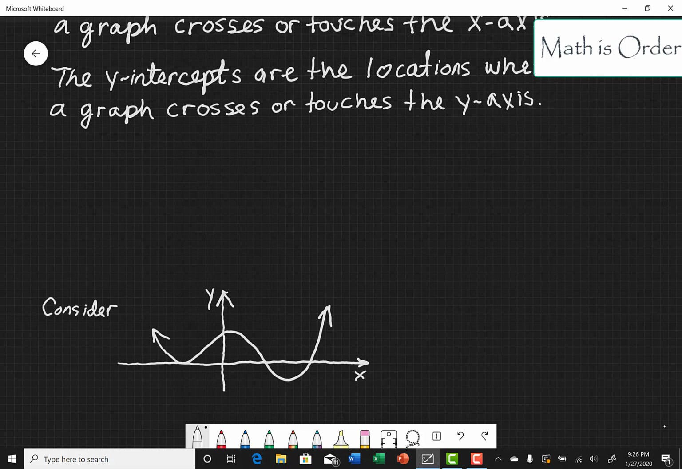Consider this graph here. What are the x-intercepts in this graph? That is, where does the graph cross or touch the x-axis? Well, we can see that the graph crosses the x-axis at 3 locations, or it touches the x-axis right here at this point, and the graph crosses the x-axis at these 2 locations here.